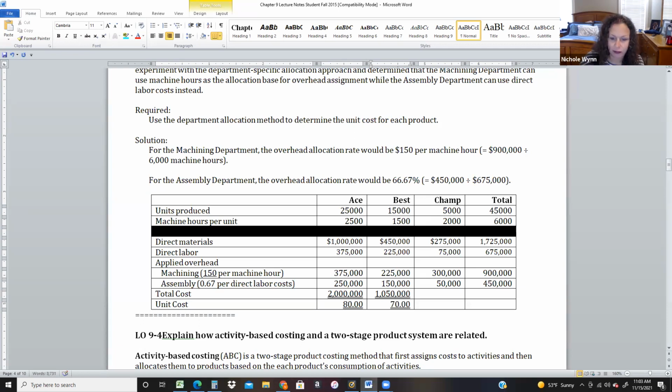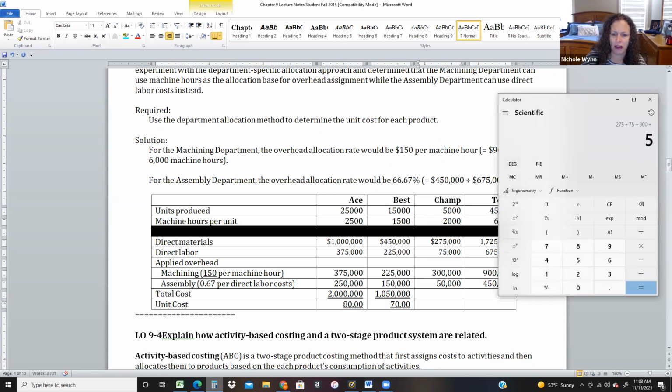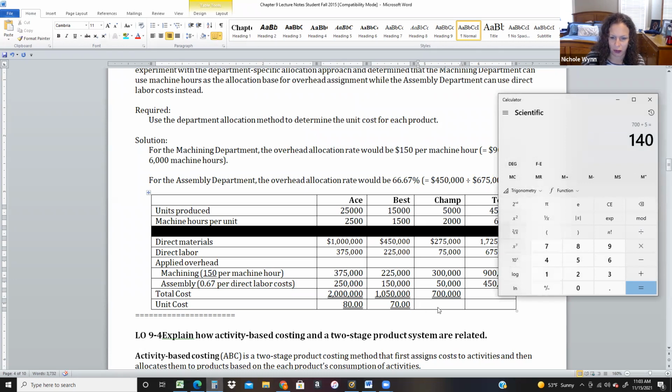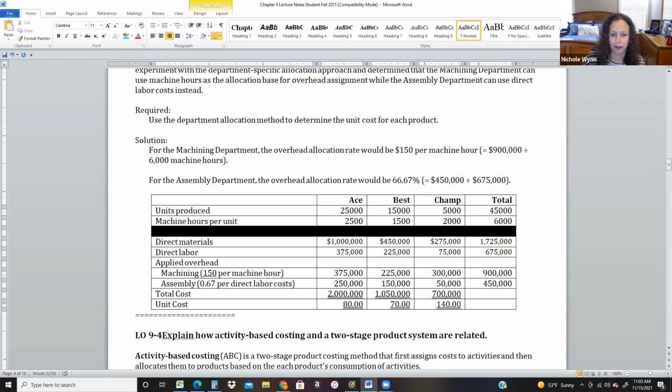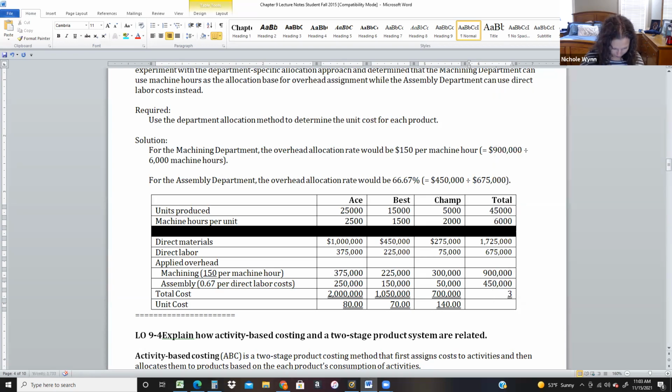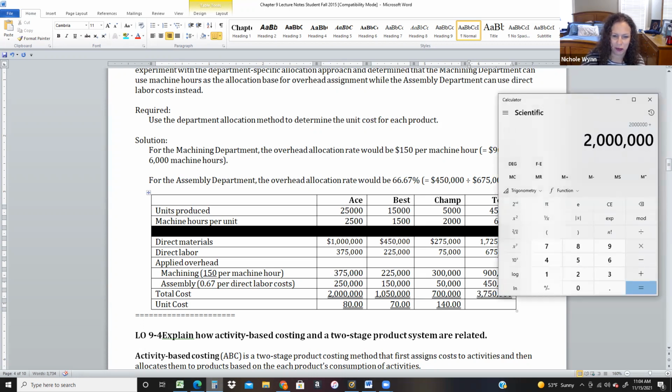And then over here, I would do 275, 75, 350 for 700,000, divided by the number of units to get a cost per unit. So I got 140. Okay, so for total cost, I should be able to add these down or across to get that number right there. So 1,725,000, 675, 900, and 450, 3,750,000. So 2,050,000 and 700,000 is 3,750,000.